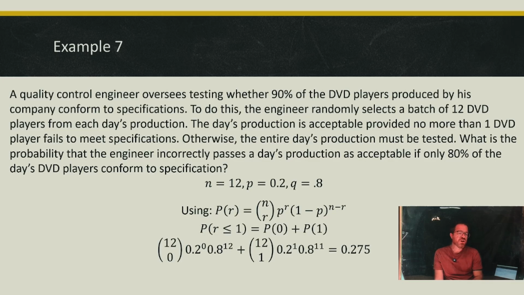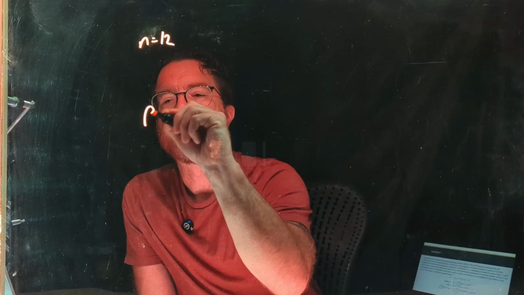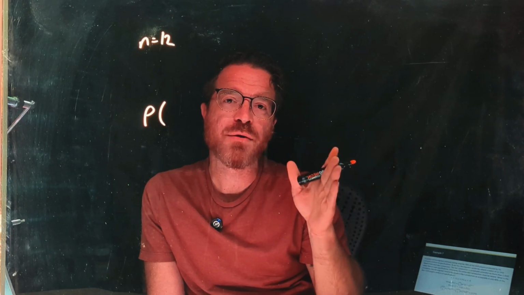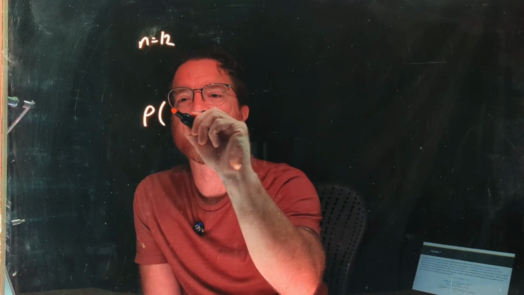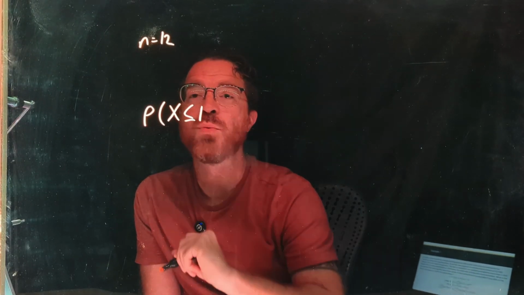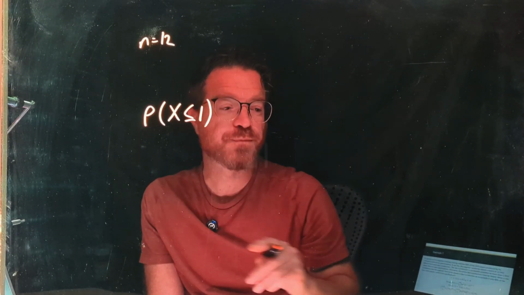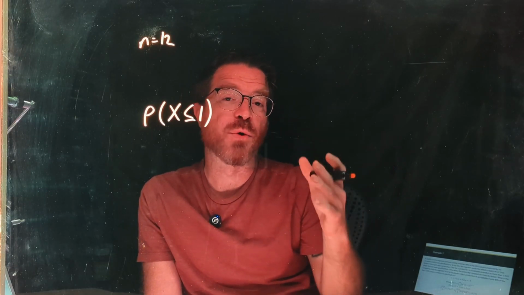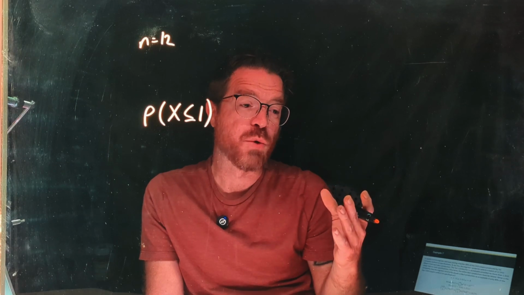What is the probability the engineer incorrectly passes a day's production as acceptable if only 80% of the DVD players conform to specifications? Okay, so this means that we are looking for the probability that we get no more than 1 faulty DVD player. That means that we are looking for the probability that our X is less than or equal to 1. No more than 1 faulty. It says that we have 80% that conform to specifications, meaning 20% don't.